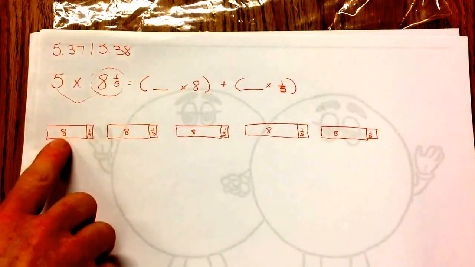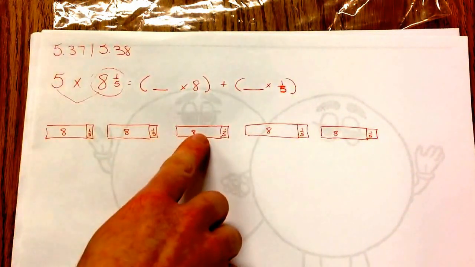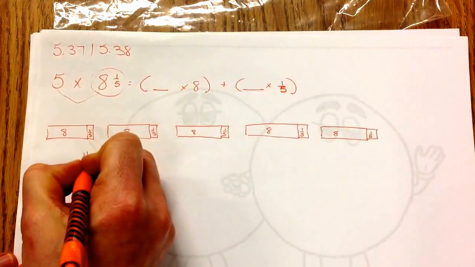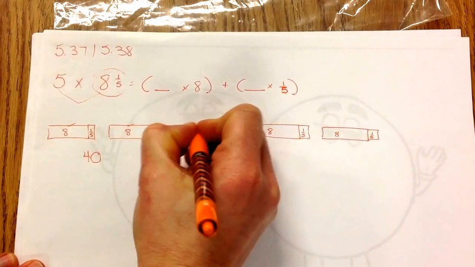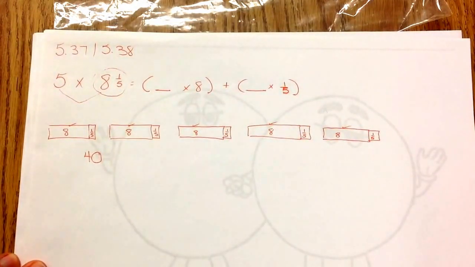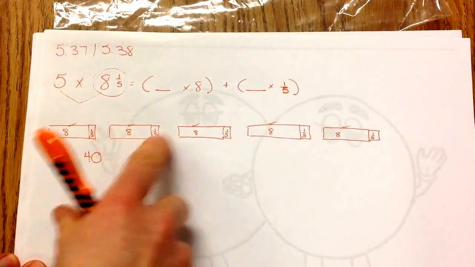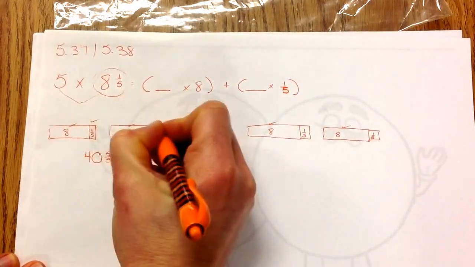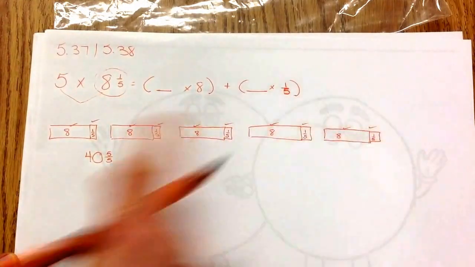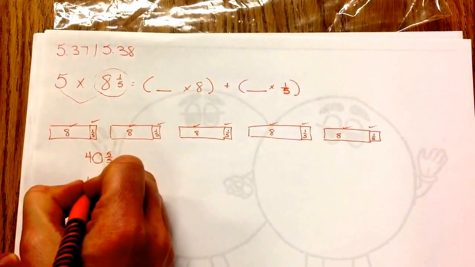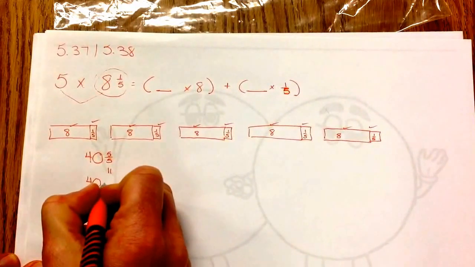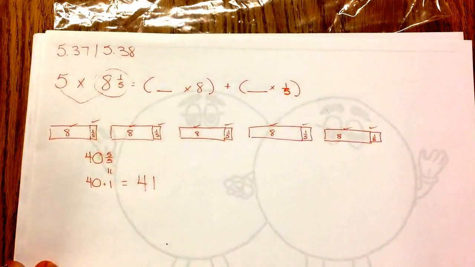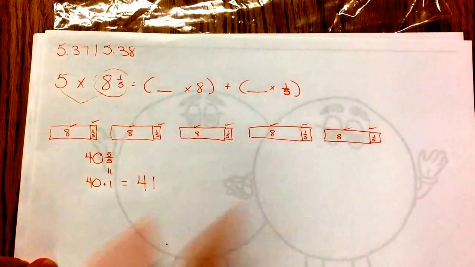Let's do our wholes first. 8, 16, 24, 32, 40. So my whole is 40 because I added up all of those 8s. See how I just checked them all off? Then I do 1/5, 2/5, 3/5, 4/5, 5/5. And we know from past lessons that we wouldn't leave it like that because 5/5 is really equivalent to 1. So my answer would be 41. That's if I were to spread it all out.